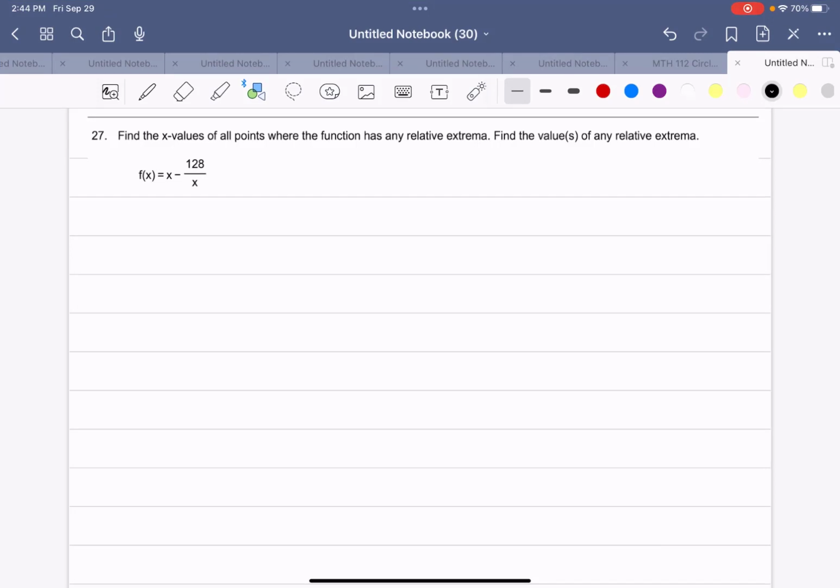Example number 27. Find the x values of all points where the function has any relative extrema. Find the values of any relative extrema. When we're finding our critical numbers, we have to be careful here, because in order to be called a critical number, it has to be in the domain of the original function.